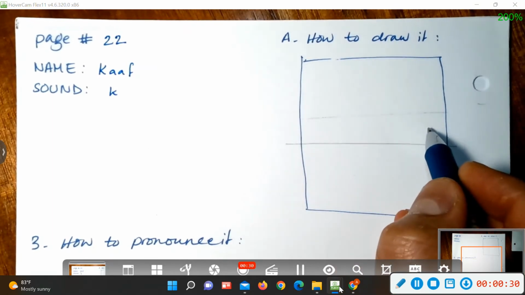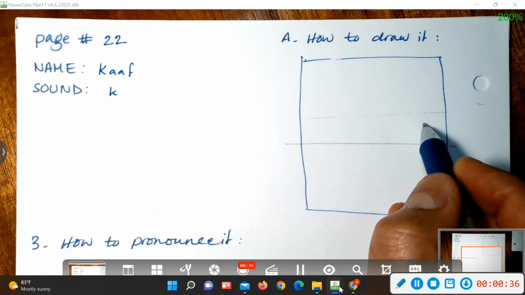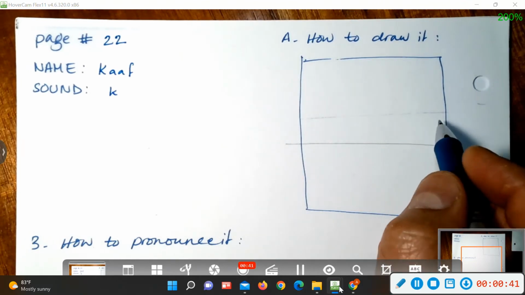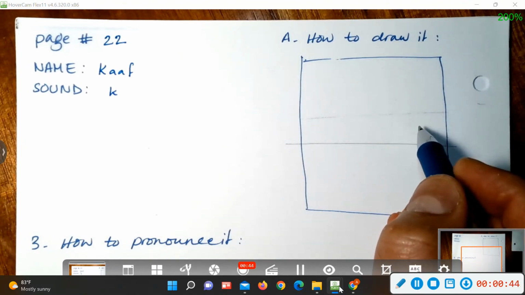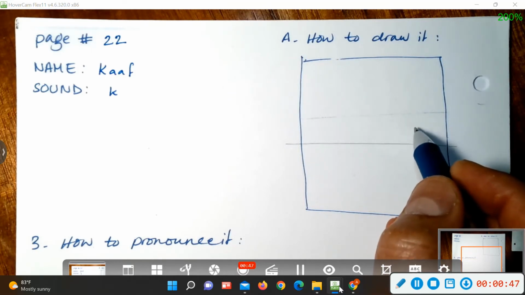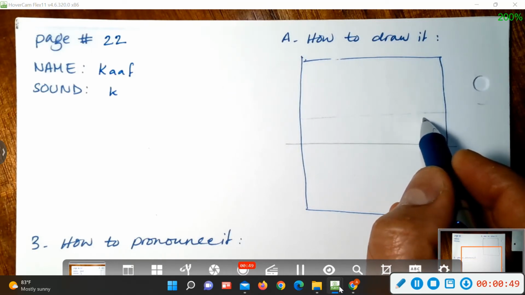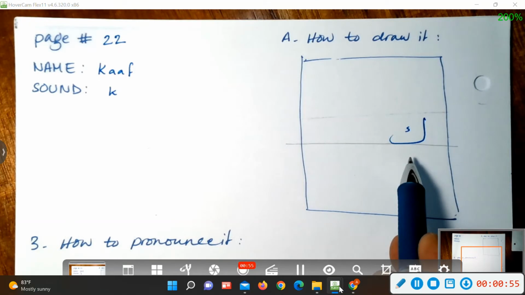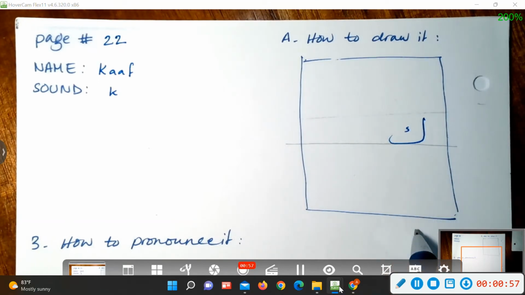Now, I have to draw it in 2 ways because the Qaaf changes completely when it's connected, so we have to make sure we draw the Qaaf in the right way. Now, the Kaaf, it's drawn closer to the Laam. This is Laam, and this is Kaaf. Laam is short tail, Kaaf is long one.